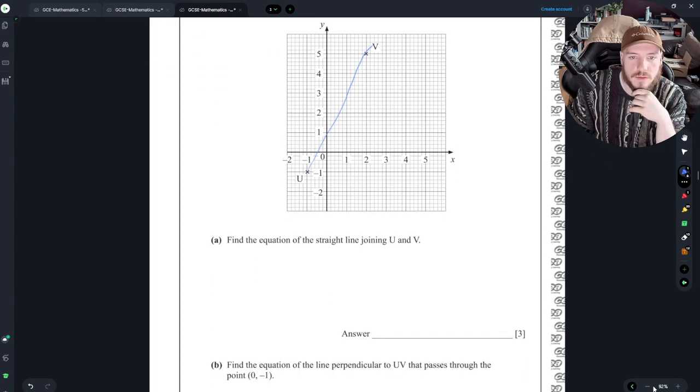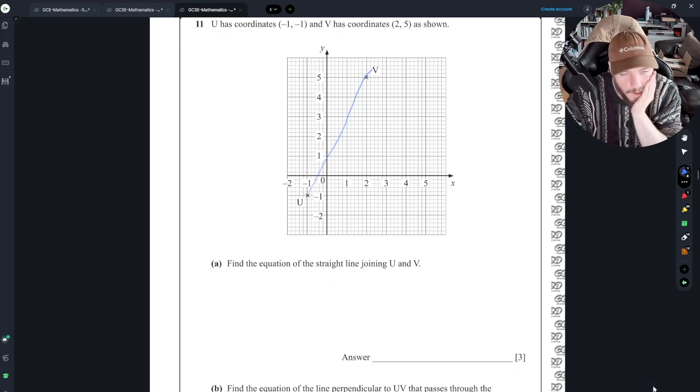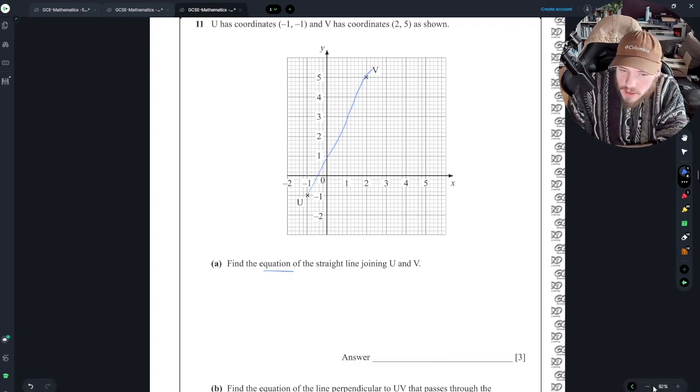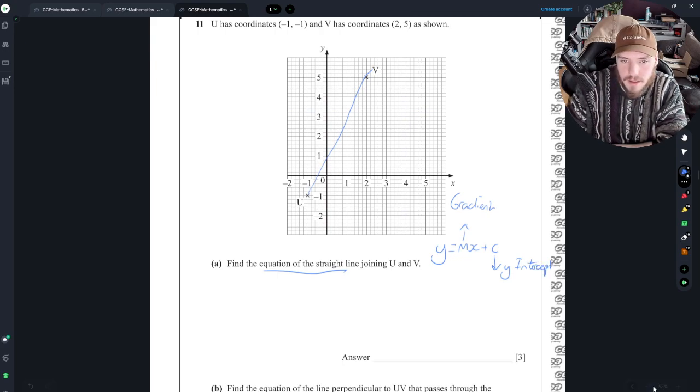There's two ways that you can do this type of question, or at least there's one way to do it, and there's two ways to find a certain variable in it. So the general equation of a straight line is y is equal to mx plus c. m represents the gradient and c represents our y intercept, so where it cuts the y-axis.